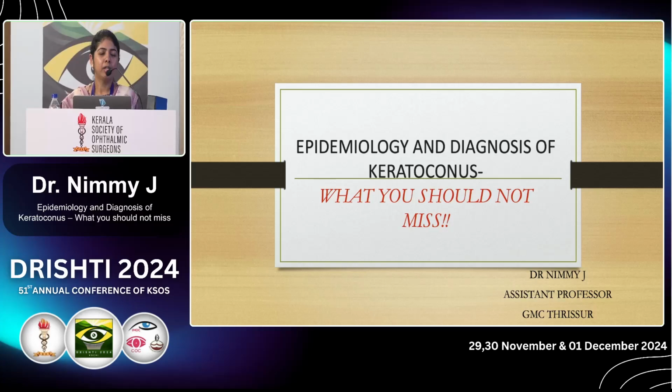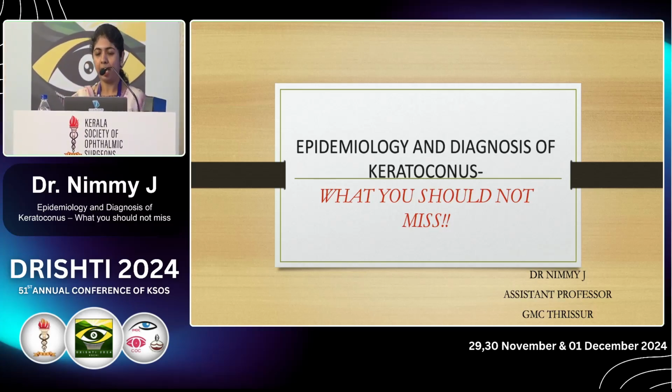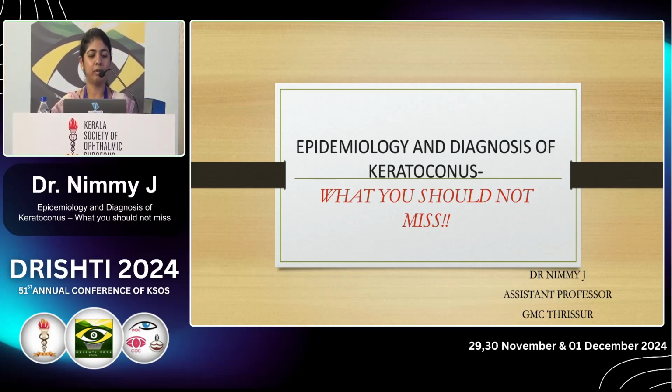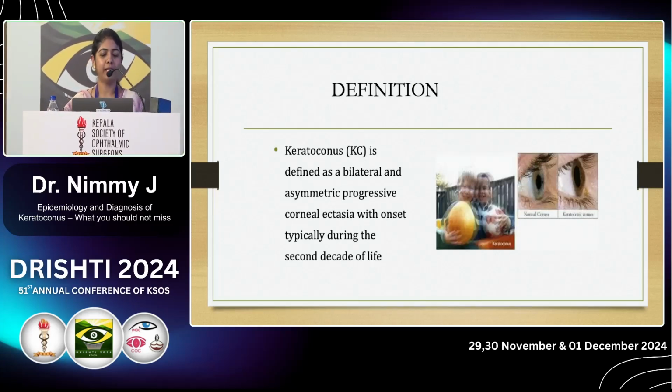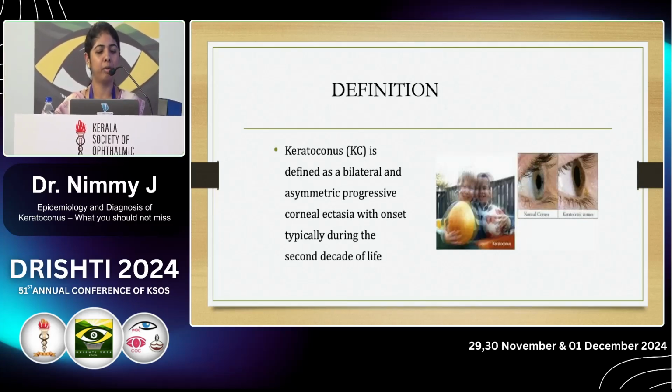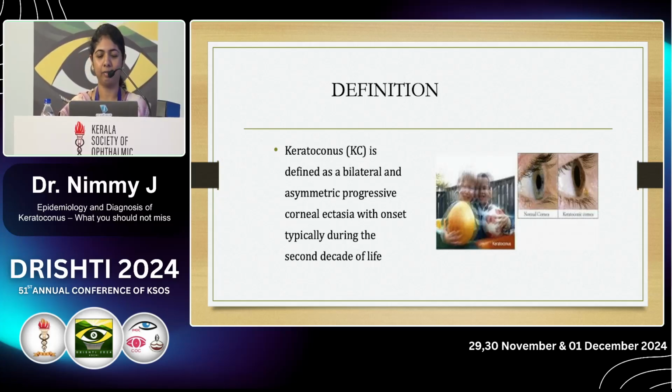Good morning all. Today I am going to speak on the topic epidemiology and diagnosis of keratoconus, what you should not miss. First of all, keratoconus is defined as a bilateral and asymmetric progressive corneal ectasia with the onset typically during the second decade of life.